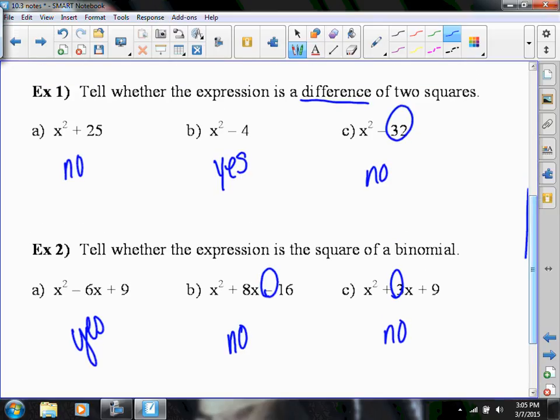Now, whether or not you can recognize these patterns now is not too crucial. This is more just to introduce you to it and get you used to looking for these patterns, because it's going to help you later on when we have to factor. So if this seems a little funky right now, that's okay, but still try them. Still try to make those observations.